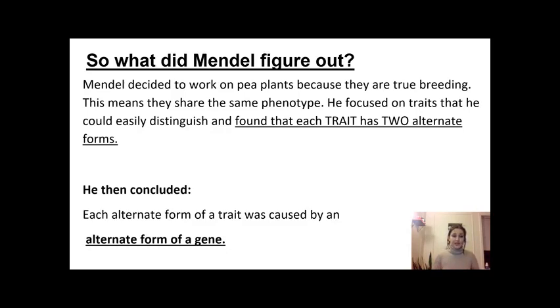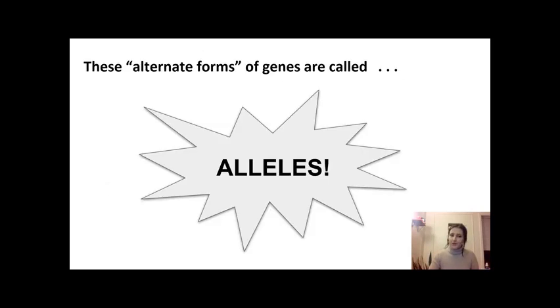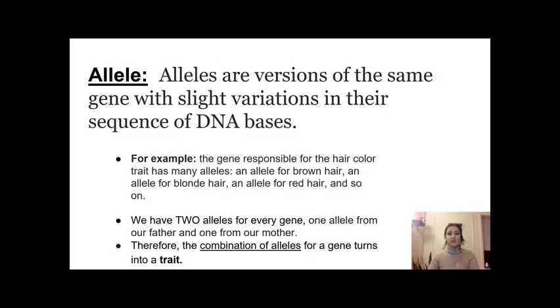So he focused on traits that he could easily distinguish, like I showed before, wrinkled versus smooth, and stuff like that. And he found that each trait had two alternates, just like I said, tall or short. He found that there was a difference in each trait. He then concluded that each alternate form of a trait was caused by an alternate form of a gene. It had to be the case. And an alternate form of a gene we call an allele. That's exactly what we mentioned earlier. So alternate forms of a gene are alleles.